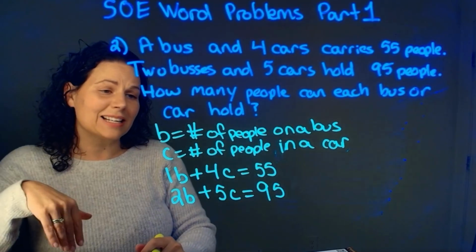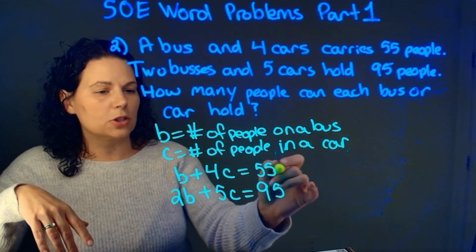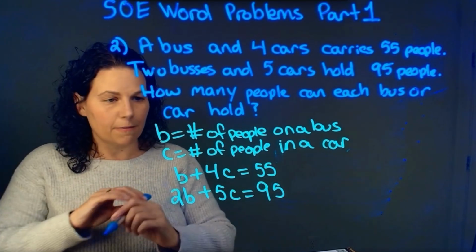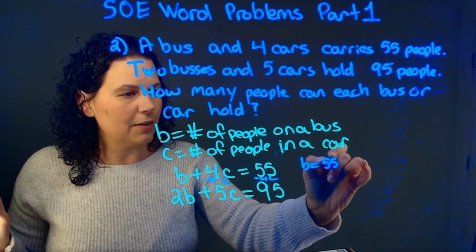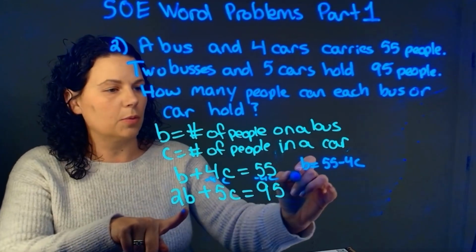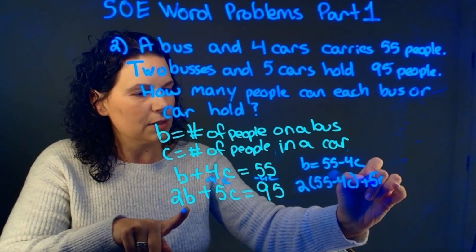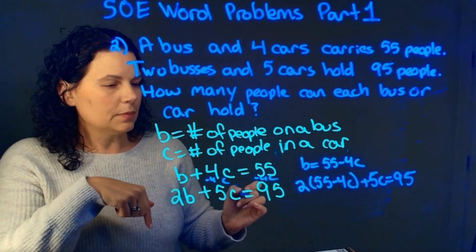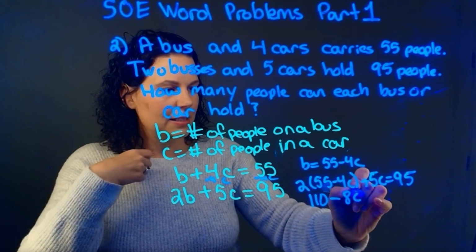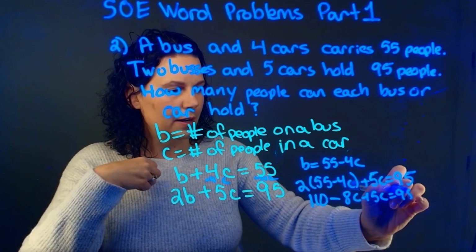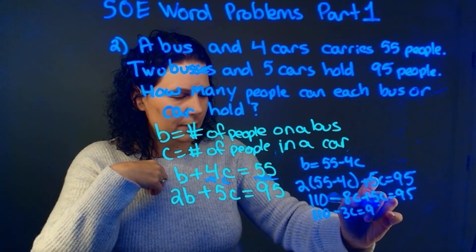Now, you know, this one's kind of going to be easy to do with substitution. Look, B is by itself. I don't need that 1 there. So I can solve this one for B. I'm going to subtract 4C from both sides. Minus 4C. I get B equals 55 minus 4C. Plug that into the other one. 2 times (55 minus 4C) plus 5C equals 95. Now let's be careful with our multiplying. 55 times 2 is 110 minus 8C plus 5C equals 95. Combine like terms. 110 minus 3C equals 95.